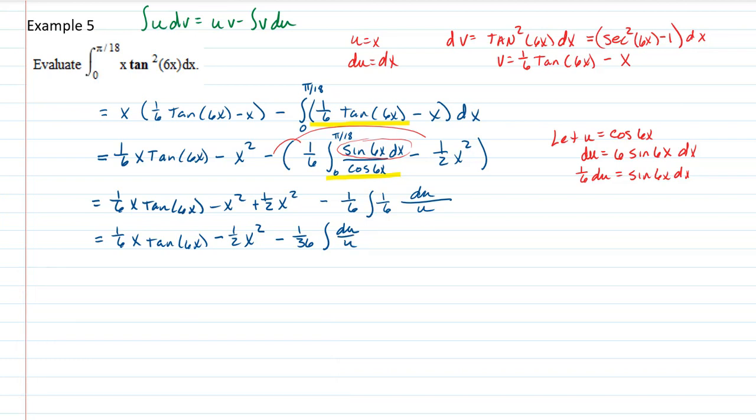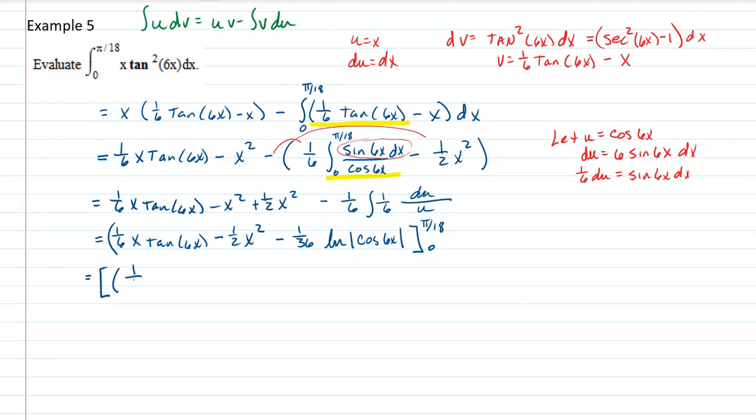But can I go ahead and integrate du over u? Are y'all okay with that? The integral of du over u is the natural log of u, but what was u equal to? Cosine 6x. Now I'm ready to put my bounds back in the problem that go from 0 to pi over 18. Now we can use the fundamental theorem of calculus to evaluate this integral.